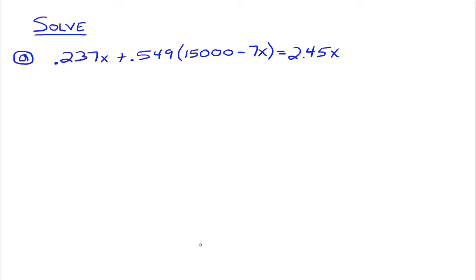Now, I would expect everybody to be able to solve this equation by the techniques that have already been discussed, right? Just crank it out, have your calculator handy, and just distribute the 0.549 through, and then combine like terms, move everything to one side, blah blah blah. All right, I would expect you to know how to do that.